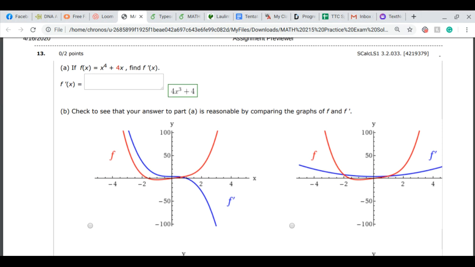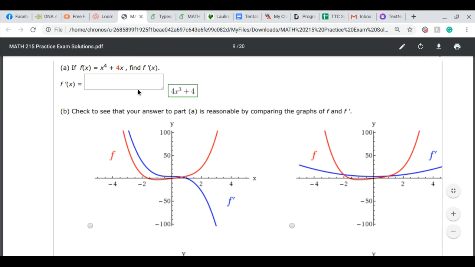Number 13. Our function is x to the fourth plus 4 times x. Find f prime.